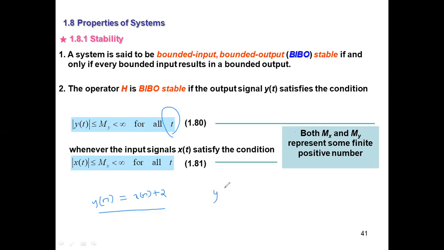Now say y of t equal to x of t plus t. Now what do you think? Somebody tell me. Unstable. This is unstable because see, there is a t here, which at t equal to infinity grows. Okay, you have this 1 kg stone in the grocery shop. It is stable because even after 100 years, the stone will weigh 1 kg only, right? So that is stable.